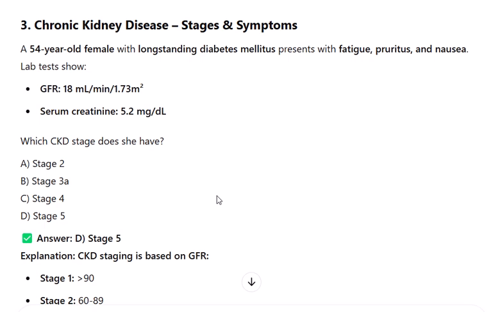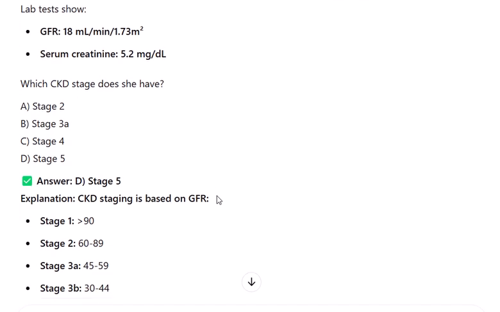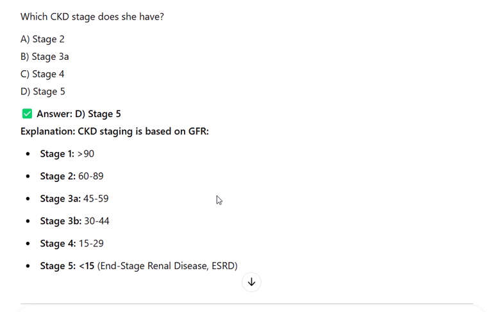Lab tests show GFR 18 milliliters per minute per 1.73 m², serum creatinine 5.2 milligrams per deciliter. Which CKD stage does she have? A. Stage 2, B. Stage 3A, C. Stage 4, D. Stage 5. Answer D. CKD staging is based on GFR. Stage 1, 90 or above; Stage 2, 60 to 89; Stage 3A, 45 to 59; Stage 3B, 30 to 44; Stage 4, 15 to 29; Stage 5, end-stage renal disease, ESRD.